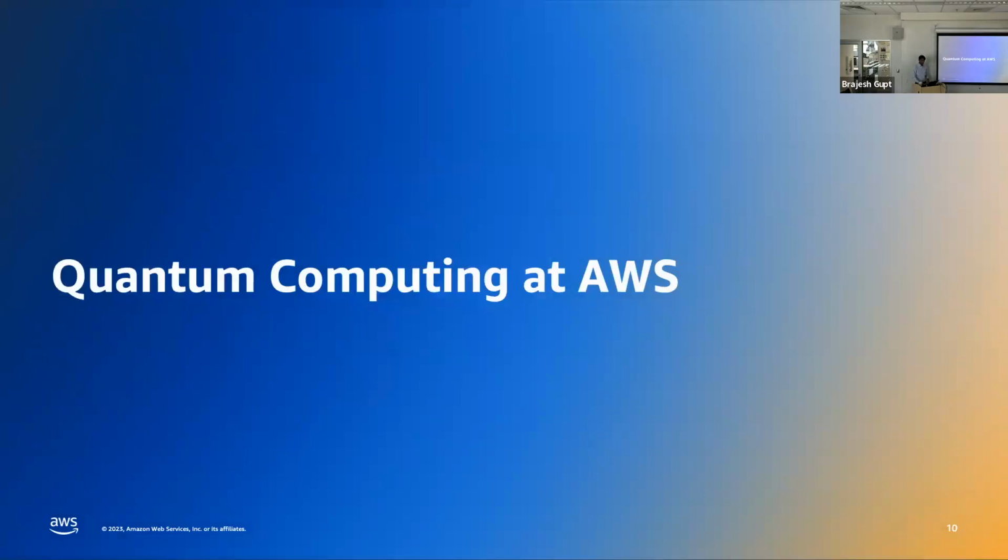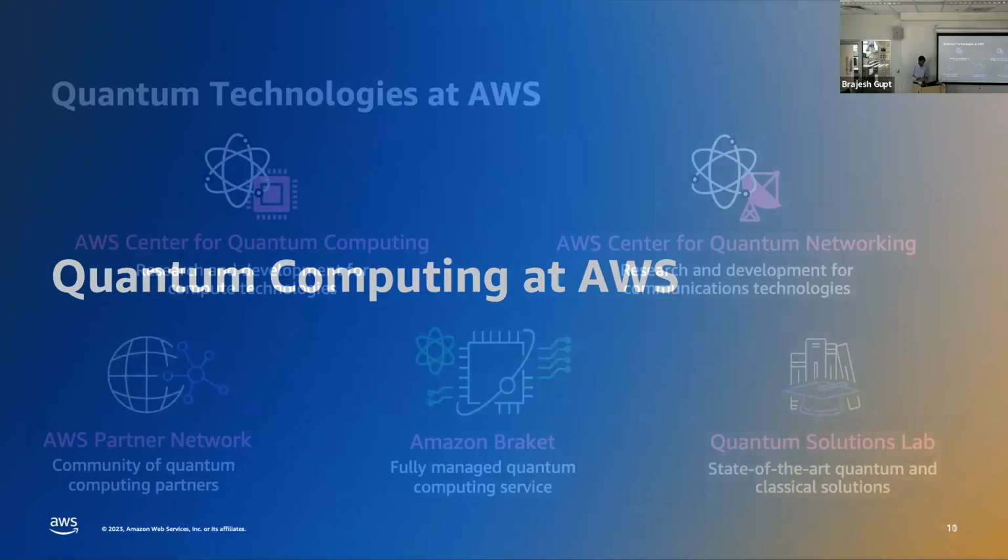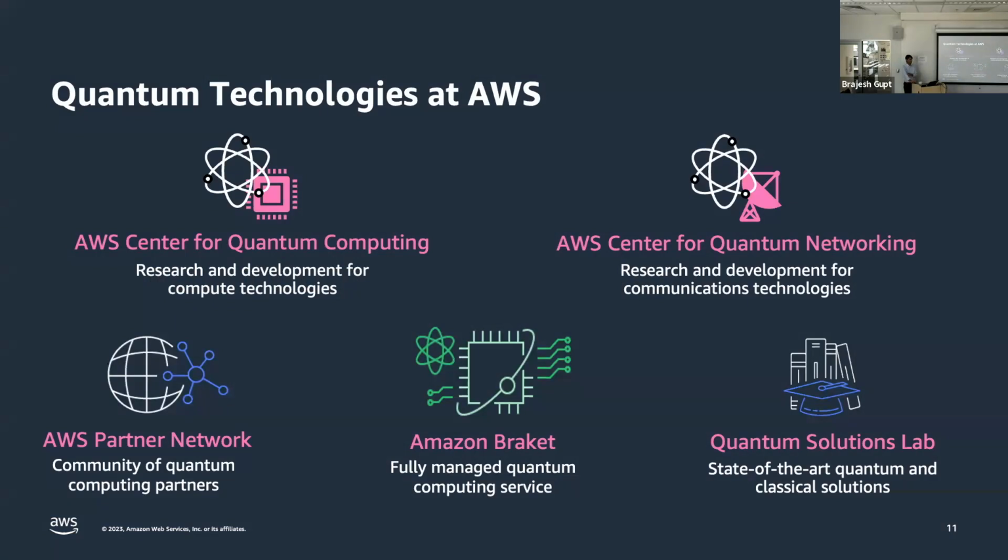Okay, so quantum computing at AWS. The quantum technology at AWS can be divided into 5 pillars that we have up here. The first, the AWS Center for Quantum Computing, is directed towards trying to find better error correction codes, and ways to build fault-tolerant quantum devices, and so on and so forth. So that is dedicated to research.